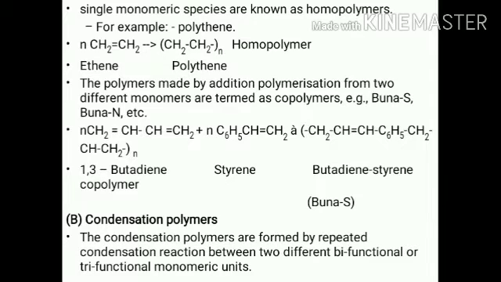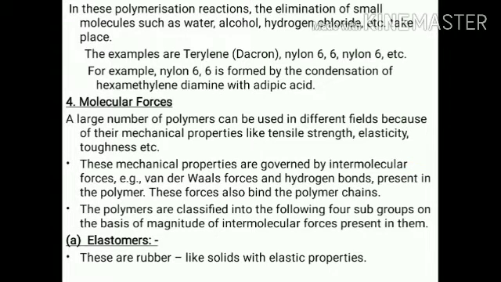Now condensation polymers. In this polymerization, or you can say in this polymer, two units of monomers are combined together and form a polymer, but by the removal of a water molecule, ammonia molecule or HCl molecule. That is called condensation polymers. Examples are nylon 6 and nylon 66. These are the common examples of condensation polymers. In this process, a water molecule is released.